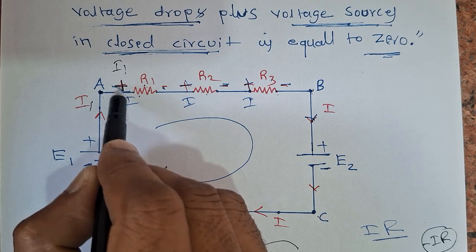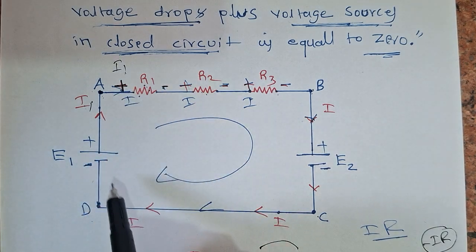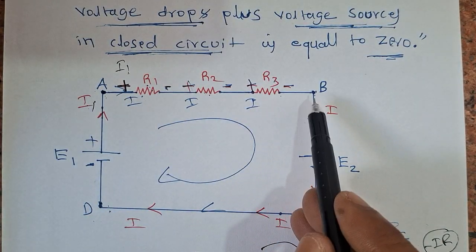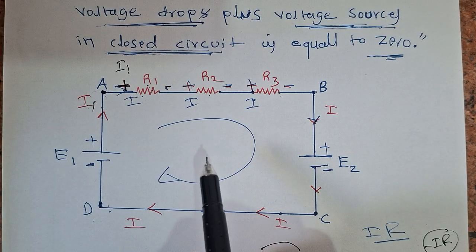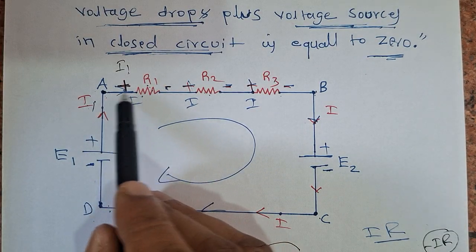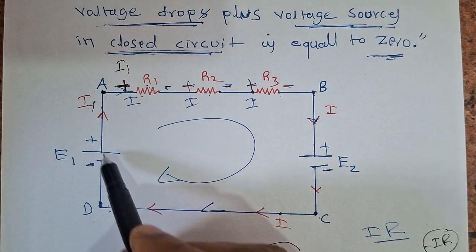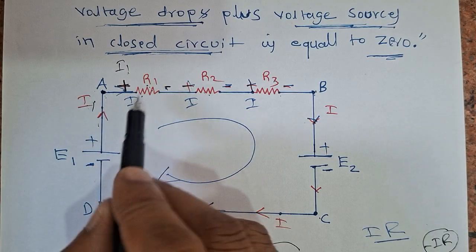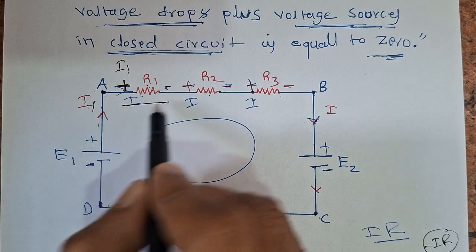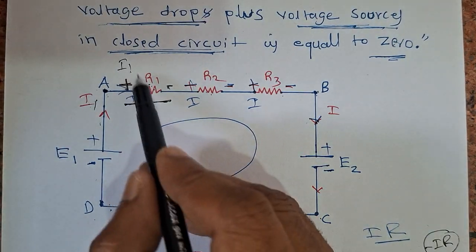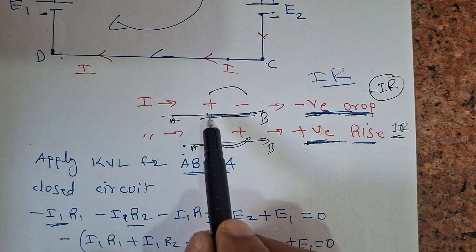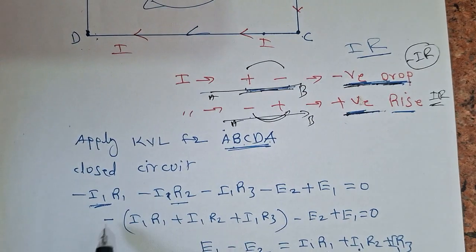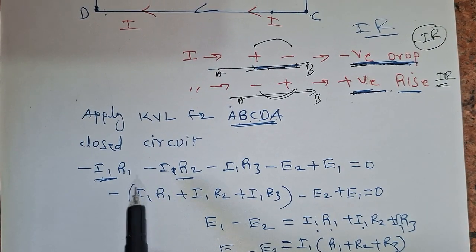So obviously we have to take this as positive and negative. This is the battery direction, and we have assumed that we are moving from A to B. We can also move B to A, but in this case we have assumed that we are moving from A to B. So the battery voltage is also the same, positive to negative. The I1 current is coming like this, and we are also moving from positive to negative. So when we are moving from positive to negative, what is the IR drop? What I told here: when moving from positive to negative, we have to take minus IR drop. Therefore, here we have taken minus I1 into R1.